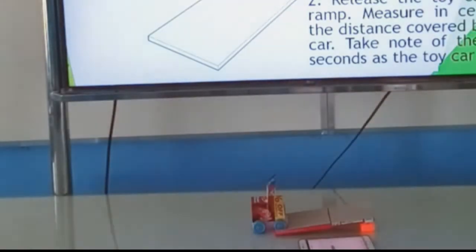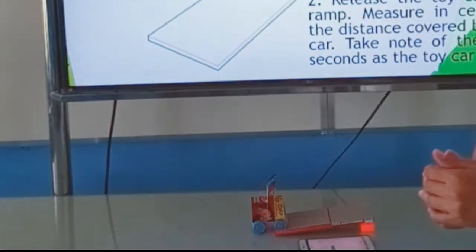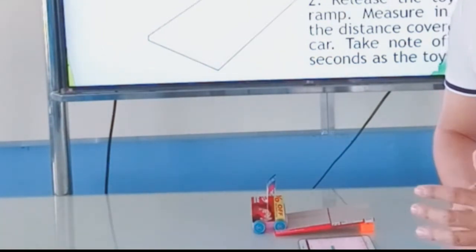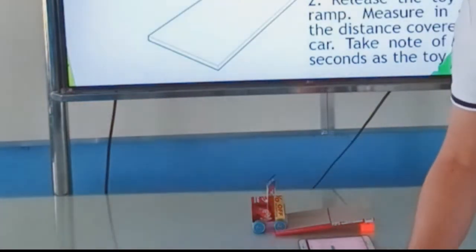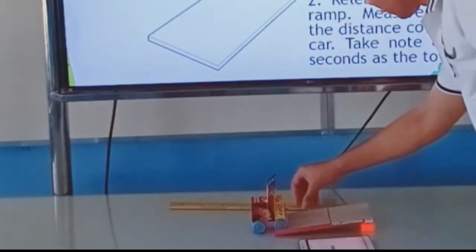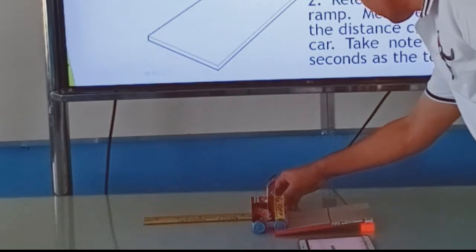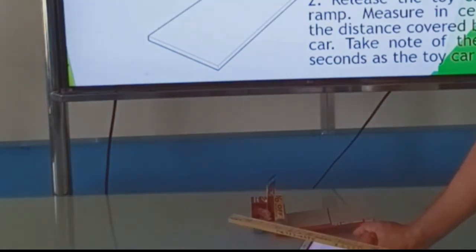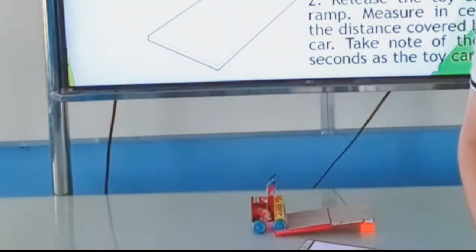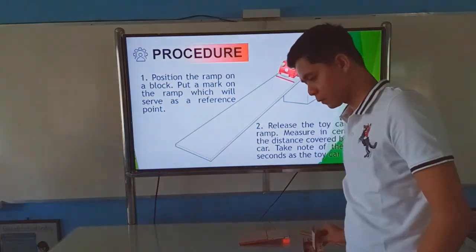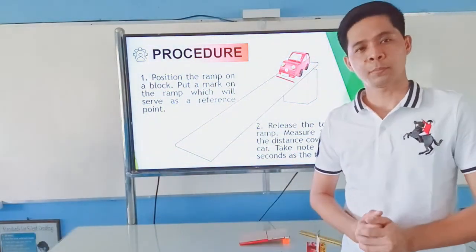Okay, now for this, we are going to measure or trace the distance traveled by the toy car. And the toy car travels 10 centimeters within 1.43 seconds. Okay. That is our first and second procedure.